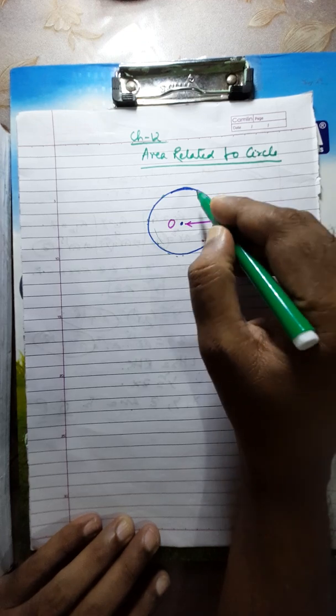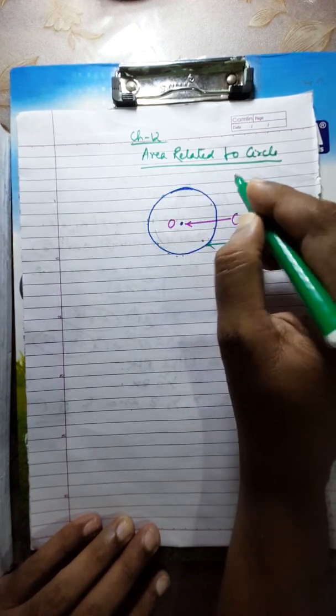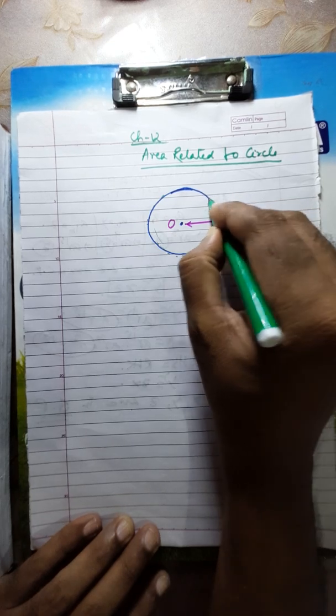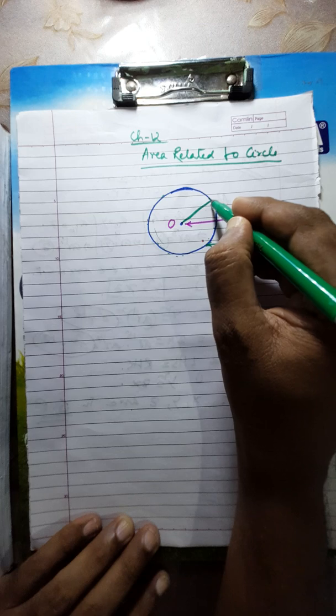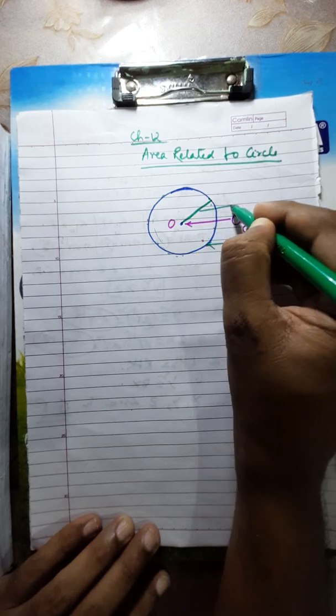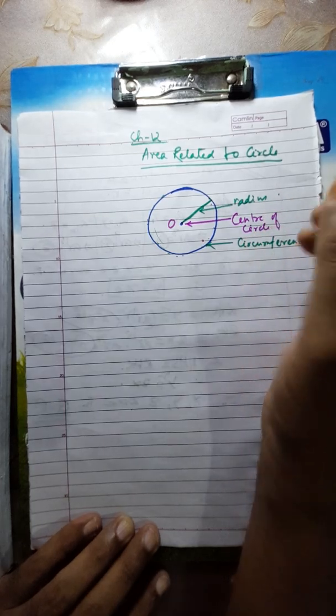Now, how many points are there on the circle? There are an infinite number of points. If I join any of these points with the center of the circle, then we will get a line segment. This line segment is called the radius.